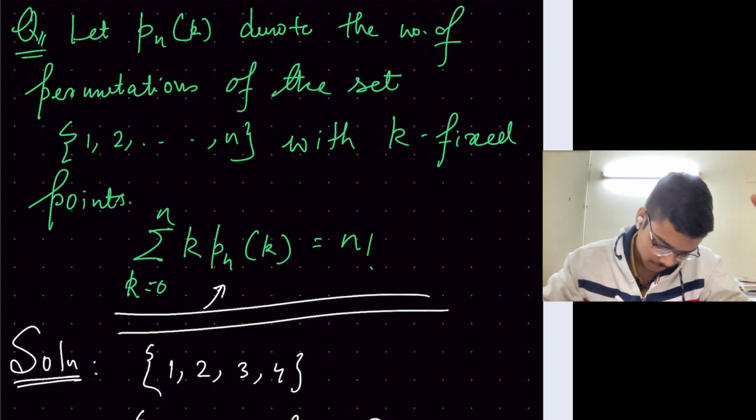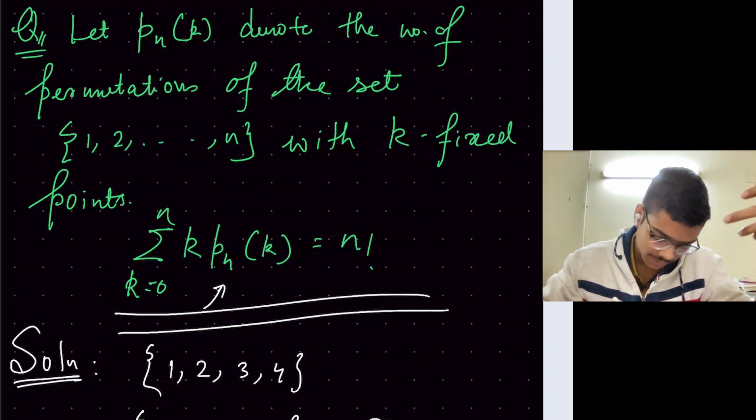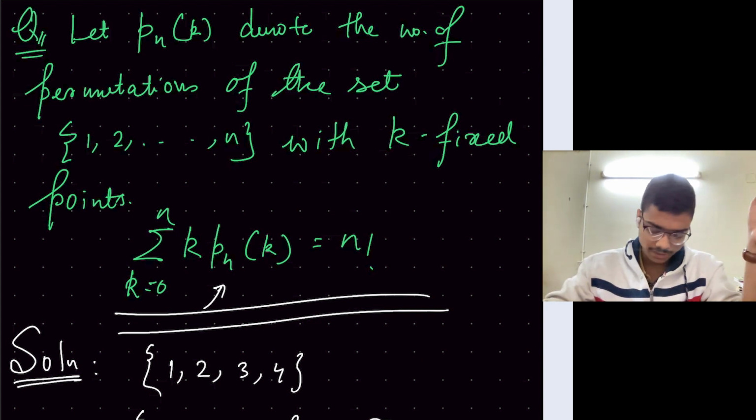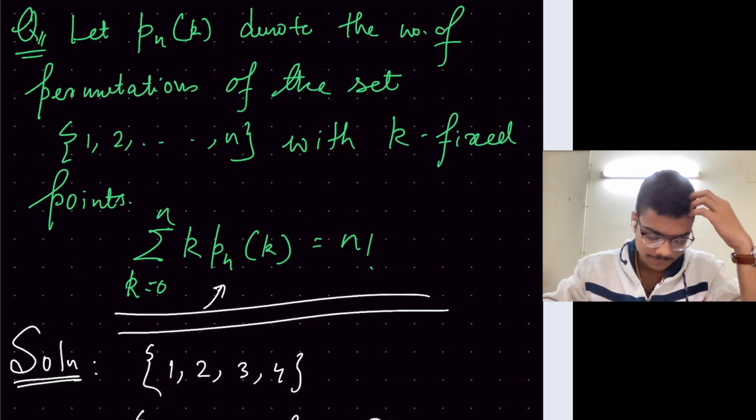When you take this sum, you are just seeing which permutations have k fixed points, and since they have k fixed points each, you're multiplying P(n,k) by k. The sum that you get is basically counting the number of fixed points in those cases. Pretty trivial, doesn't really require this much explaining, right? So how come this equals n factorial?